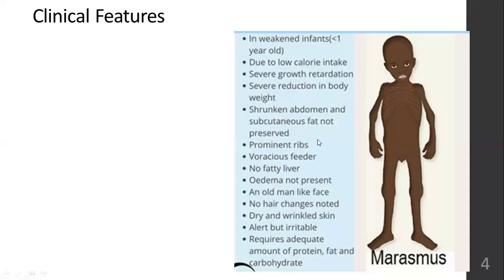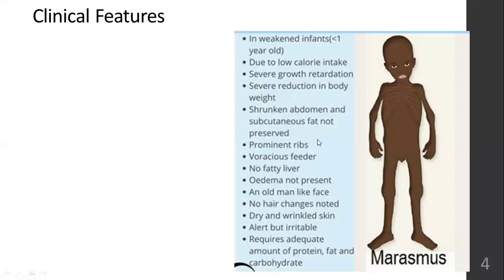That is prominent ribs. Voracious feeder, they are very hungry, they consume a lot, but that is not getting absorbed in the body because the intestine is hypofunctional. Okay, there is no fatty liver here, because whatever fat deposits are there are all taken up and used up by the body. The body is in a severe catabolic stage. So there is no situation called fatty liver.